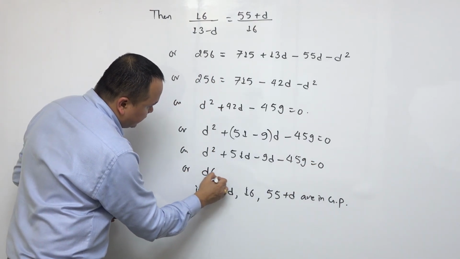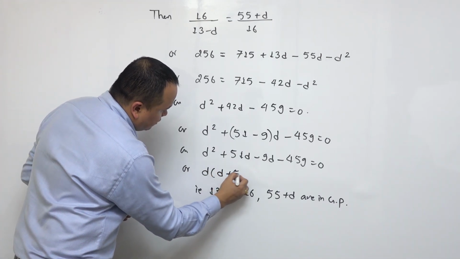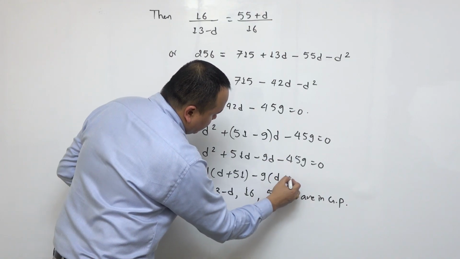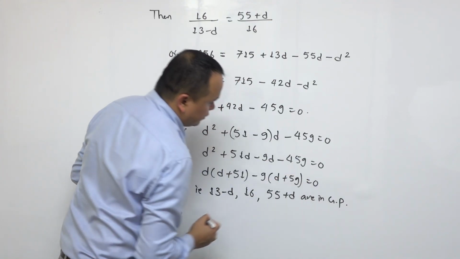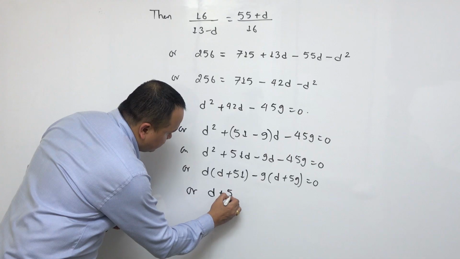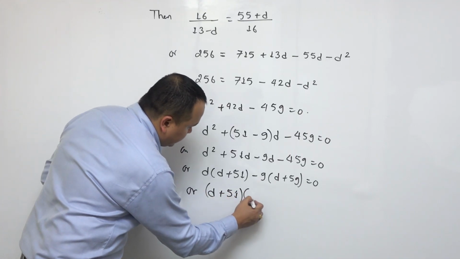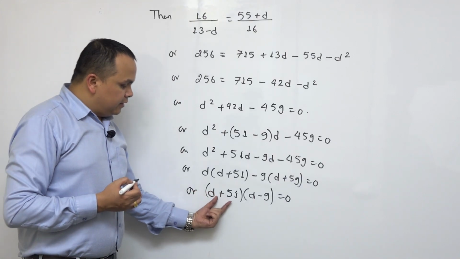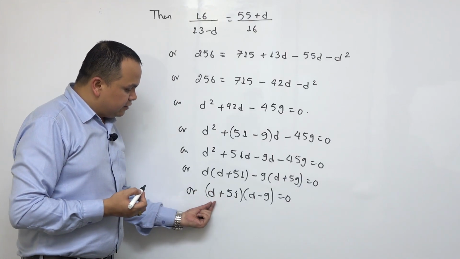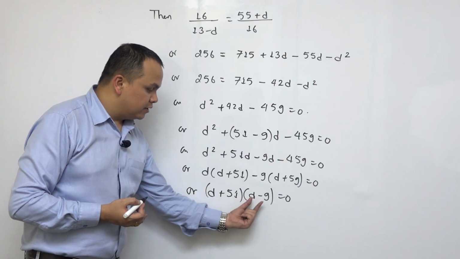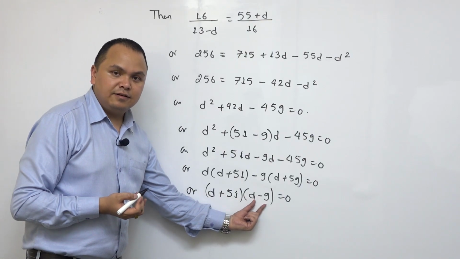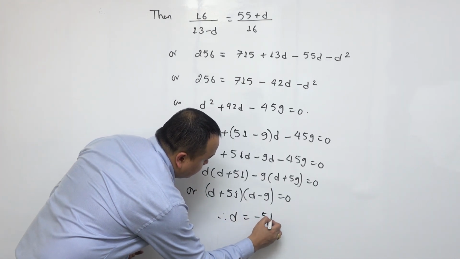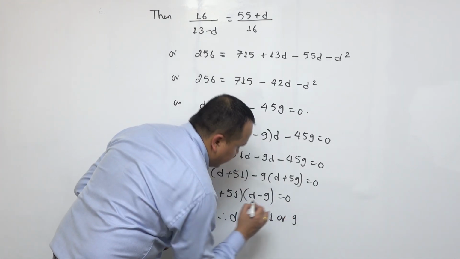Or D common, D plus 51 minus 9, D plus 51 is equal to 0. Or D plus 51 into D minus 9 is equal to 0. Either D plus 51 is equal to 0, then D is minus 51. Or D minus 9 is equal to 0, then D is 9. So therefore, D is minus 51 or 9.